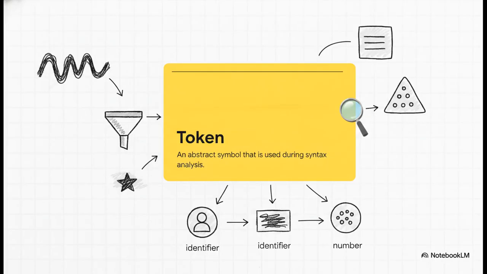Once our scanner isolates a lexeme, it does something super important. It categorizes it into a token. You can think of a token as a safe, abstract label. The scanner looks at the lexeme printf and goes, yep, this is an identifier. It looks at 42 and says, okay, this belongs to the number category. By converting those raw lexemes into categorized tokens, the scanner gives the rest of the system a clean, predictable language to work with, completely hiding the messy reality of what you originally typed.